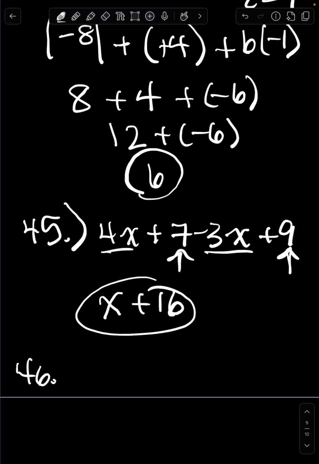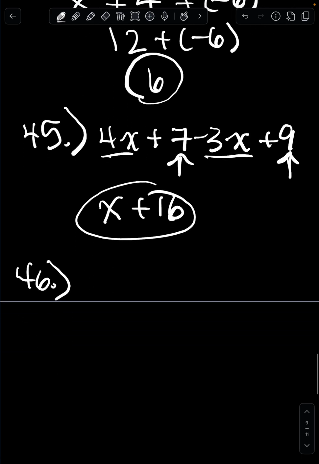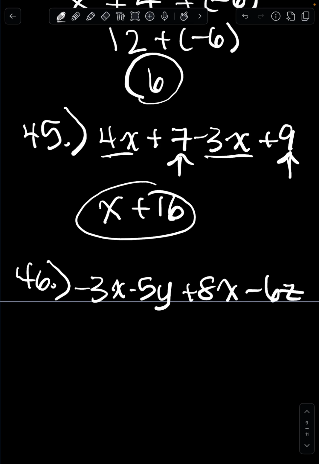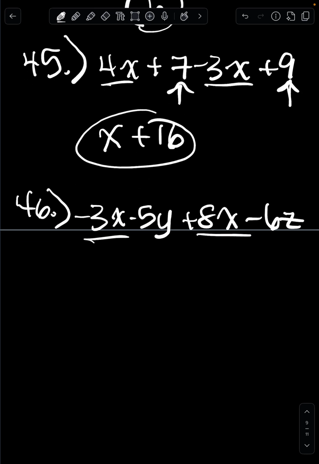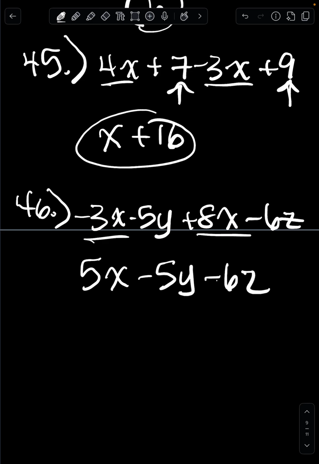Number 46. Negative 3x minus 5y plus 8x minus 6z. Same variables, same exponents. All we've got are these x's here. These are the only ones that are the same. So I've got a negative 3x, a positive 8x. Signs are different. Find the difference. That gets me 5x, staying positive because the 8 was positive. And then let's put them in alphabetical order. Minus 5y. Minus 6z.